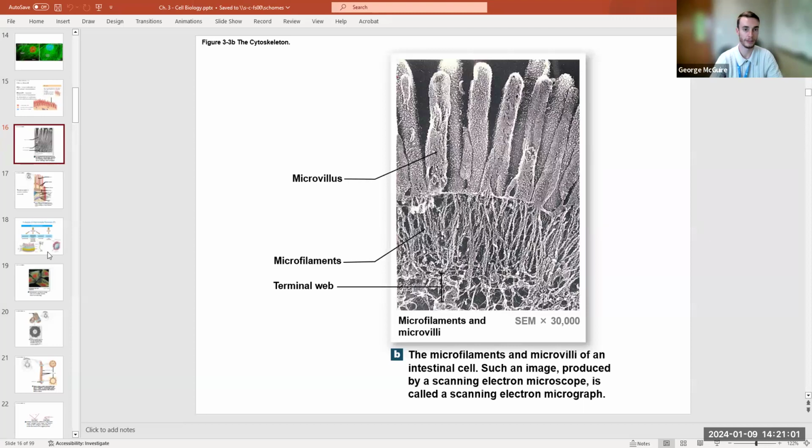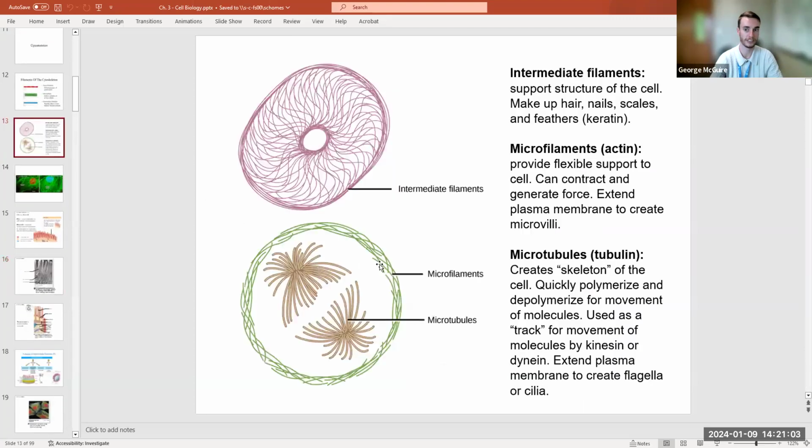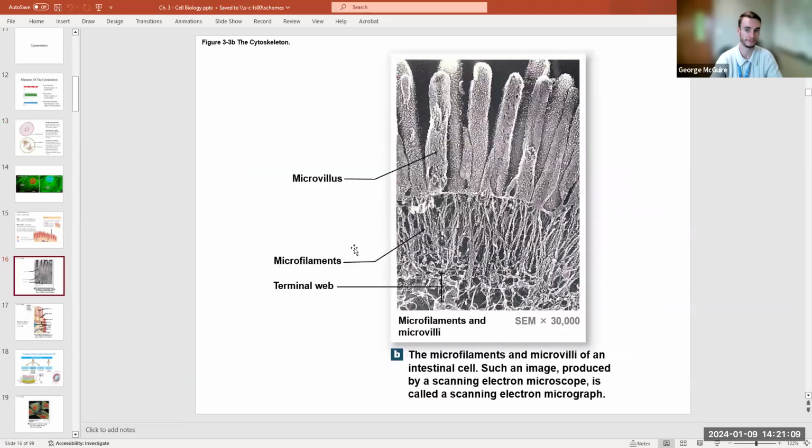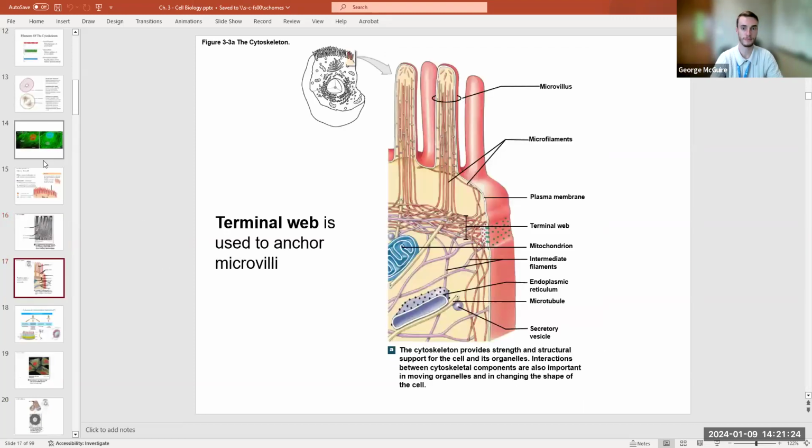And so the terminal web is that outer ring that we saw here, these microfilaments in green that are all along the inside barrier of the plasma membrane. Those act as a root system for all these other protein structures that are extending outwards. Right? So the filaments that make these microvilli are anchored by this terminal web. There you go. Terminal web is used to anchor microvilli.